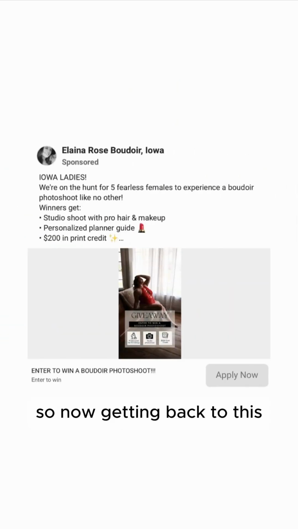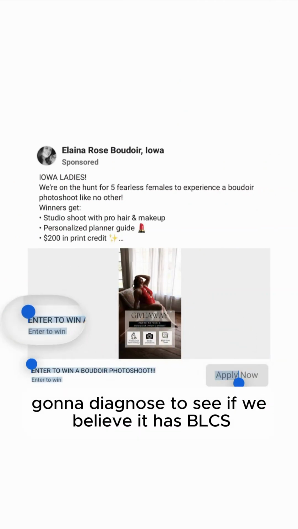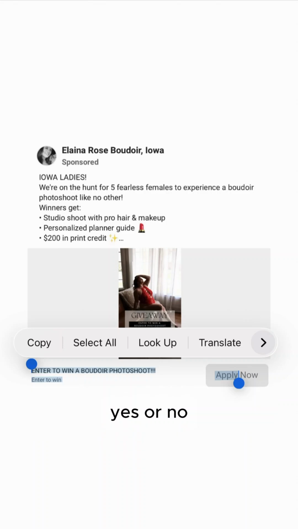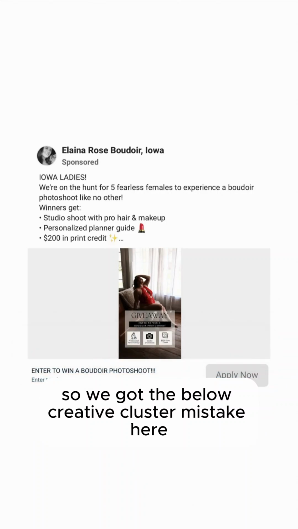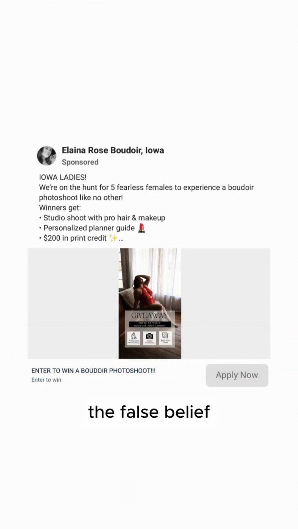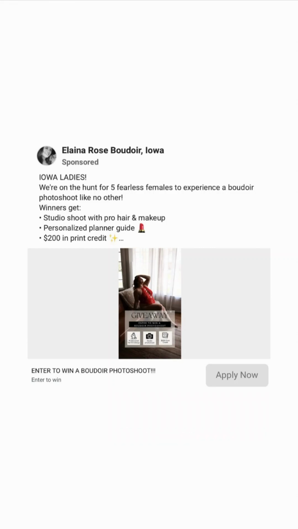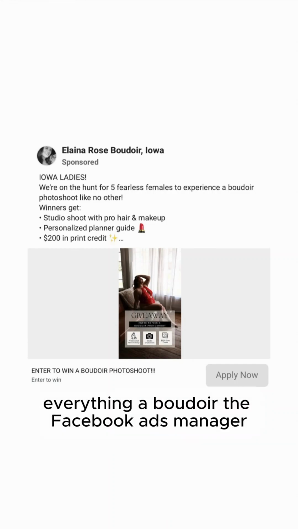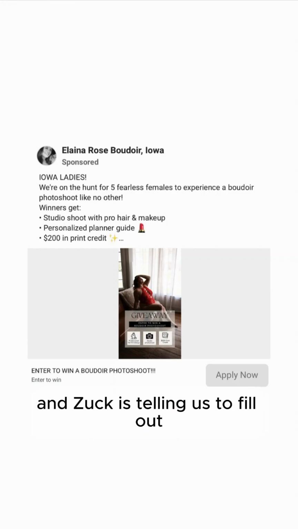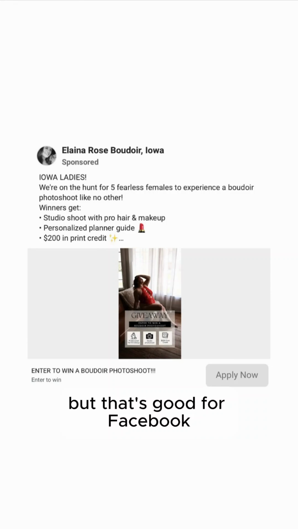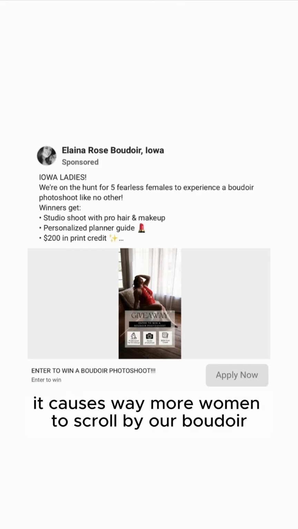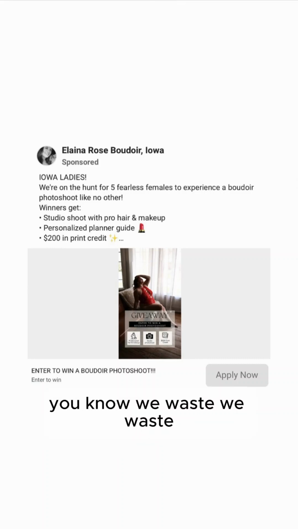So now, getting back to this, going to diagnose to see if we believe it has BLCS, yes or no. So we've got the below creative cluster mistake here. The false belief that caused us to make this mistake is that we're filling out everything in the Boudoir Facebook Ads Manager that Zuck is telling us to fill out. But that's good for Facebook. It's bad for us. The consequence is it causes way more women to scroll by our Boudoir Facebook ad than necessary. We waste.